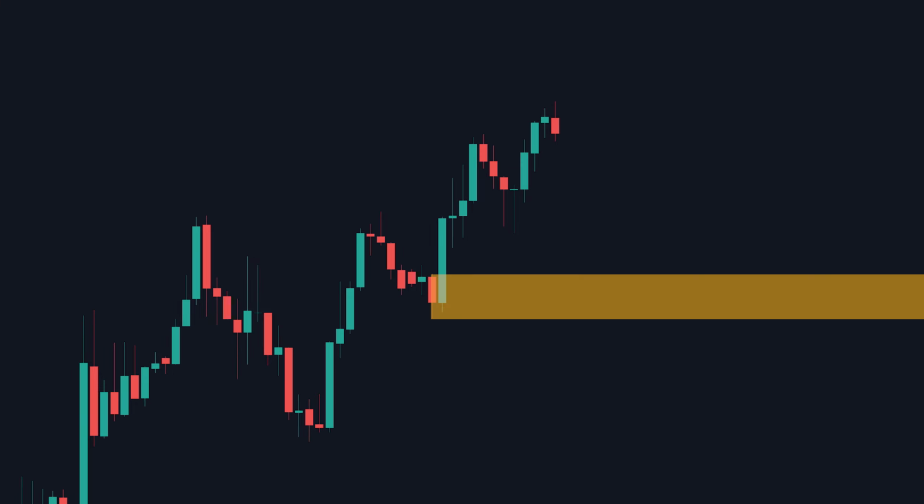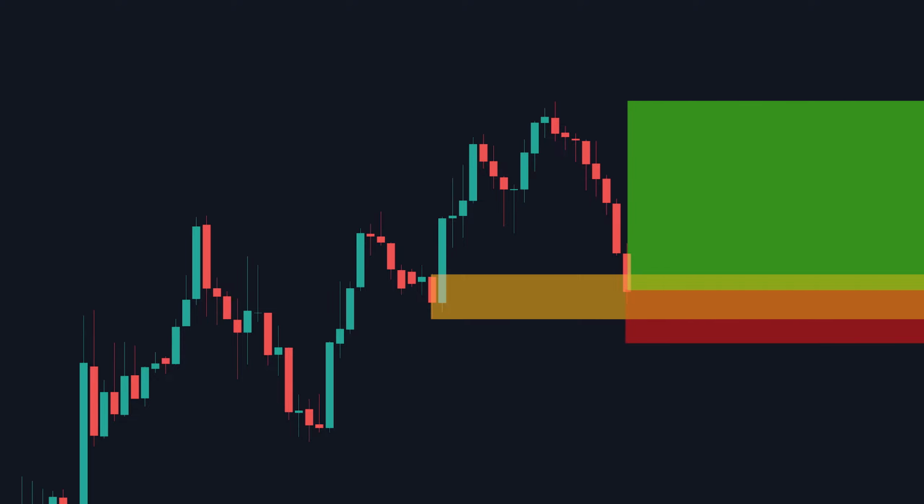We then proceed to wait for price to come to the zone, enter as soon as it does, put your stop loss below the demand zone, and set your take profit at the recent high. Let the trade play out, and zone 2 was indeed our strongest zone.